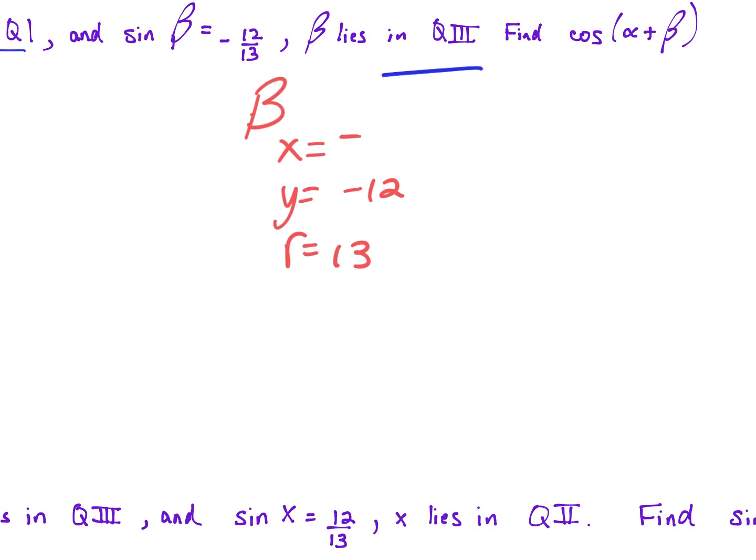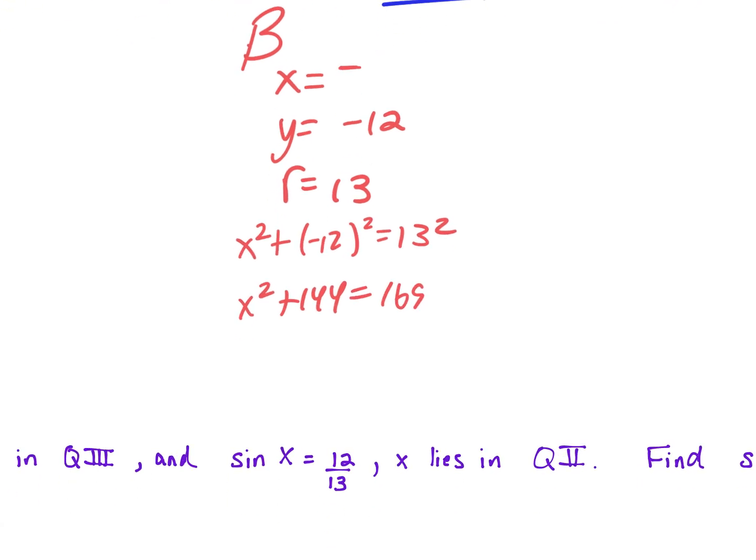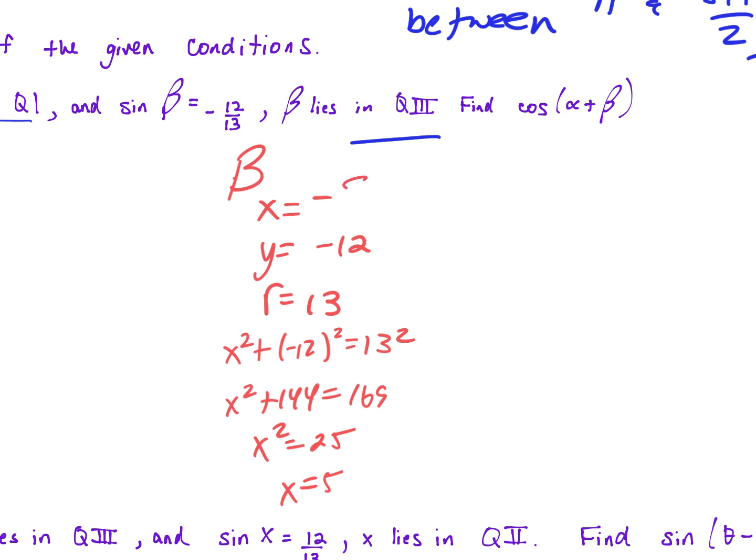Using the Pythagorean theorem, guys, x squared plus negative 12 squared equals 13 squared. So x squared plus 144 equals 169. No, r is never negative. So if there's a negative in the fraction, it goes with the numerator. So I have x squared equals 25. So x equals what? 5. It's actually negative 5. Make sure you got that.